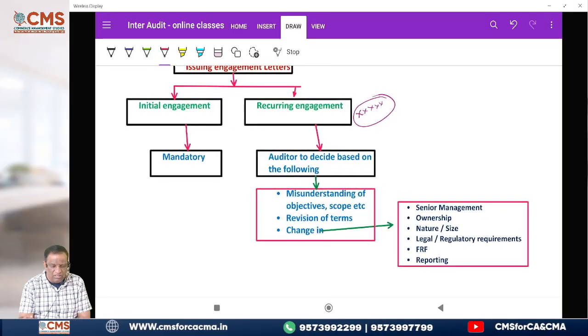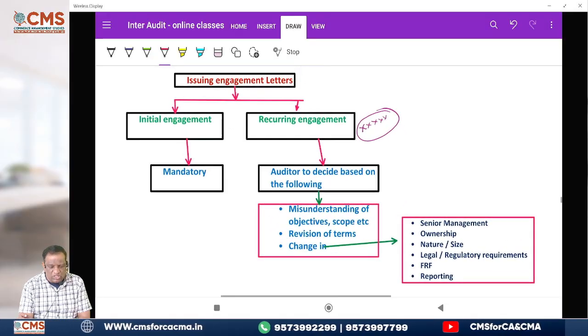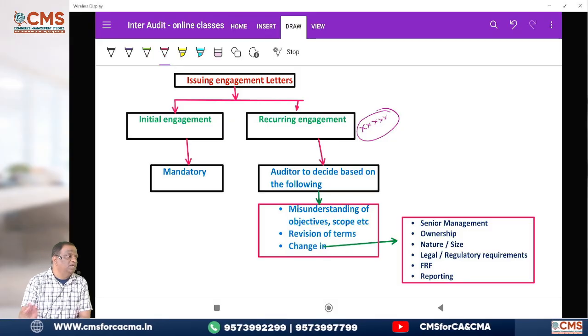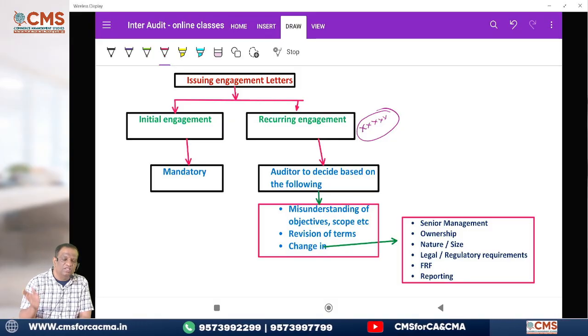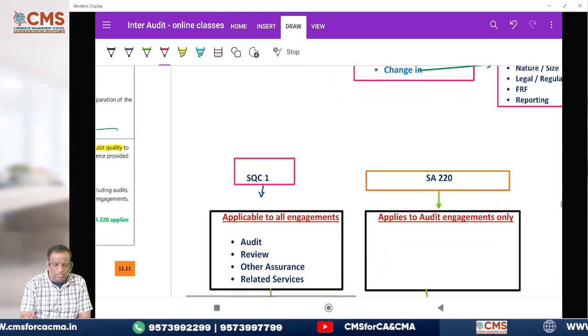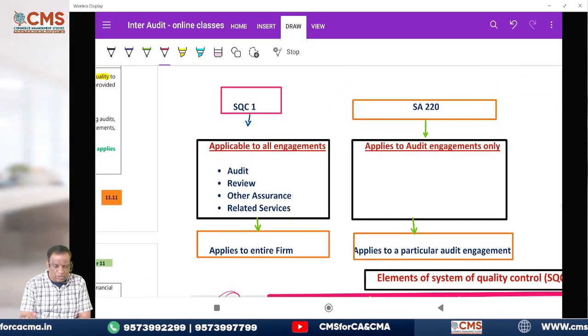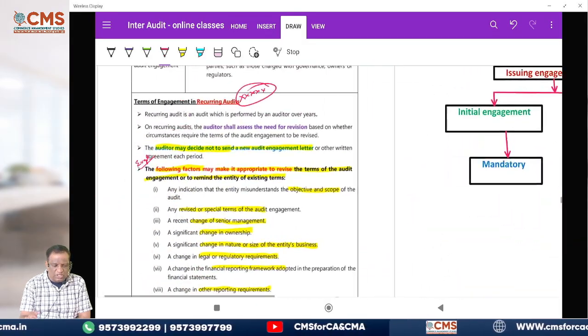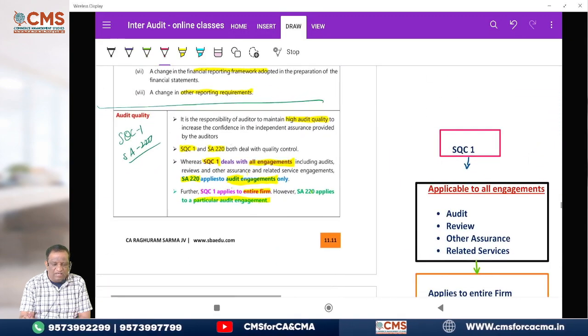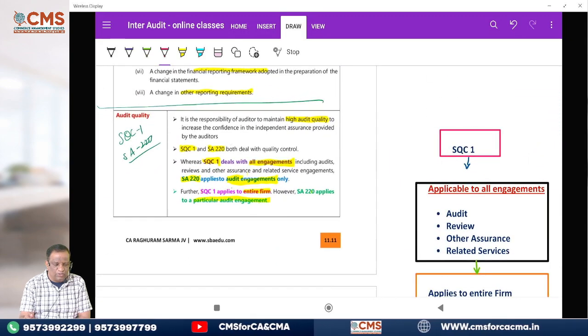So to conclude, it is mandatory in the case of initial engagement, but is it necessary for a recurring engagement? It would depend upon whether there is a change or there is a misunderstanding. Then only he will issue. Otherwise, there is no need for the auditor to issue it. So this completes your discussion on SA 210, and then finally he has also added SQC 1 and SA 220.